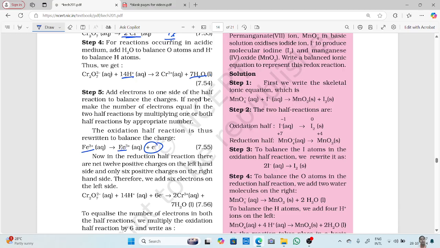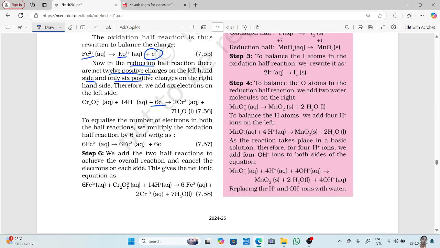Now the reduction half reaction has a net 12 positive charges on the left hand side, only 6 positive charges on the right hand side. Therefore we add 6 electrons on the left hand side. Now overall, on the reduction half you have 12 positive charges, whereas on the oxidation side you have only 6. So you have to add 6 electrons.